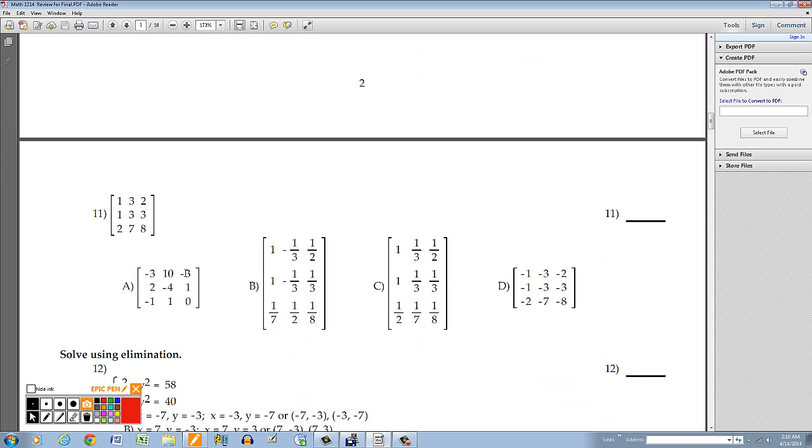Number 11 can be done the same way. The only difference is you're going to have 3 components in each row, but you can do the same thing as with number 11, and if you do, you're going to get answer A. You can do it the same way as I did the previous problem on the calculator.